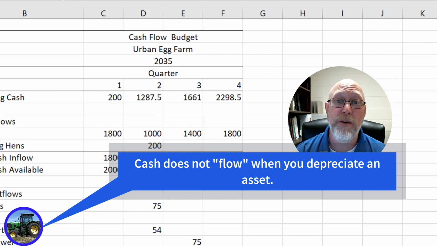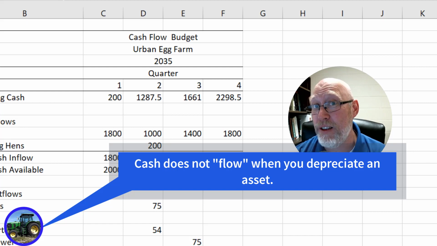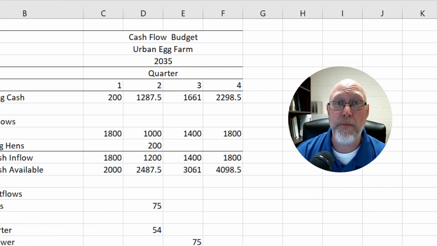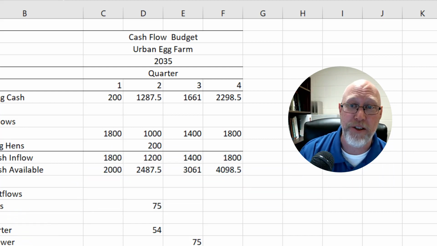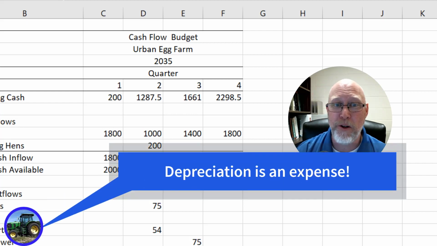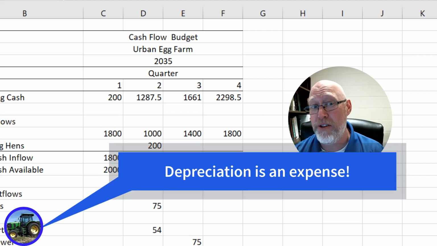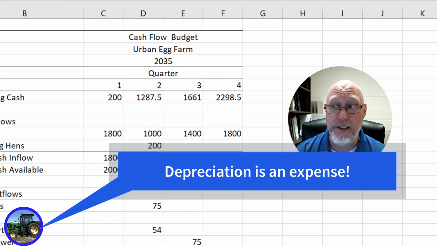When you're doing your budget, when you're doing your taxes, you include depreciation, and depreciation is a type of expense. When I ask students, what is depreciation? My hope is students will answer that depreciation is an expense, and specifically, it is a non-cash expense.